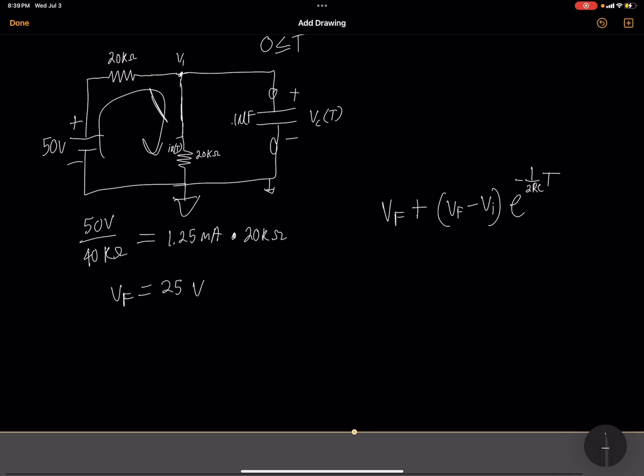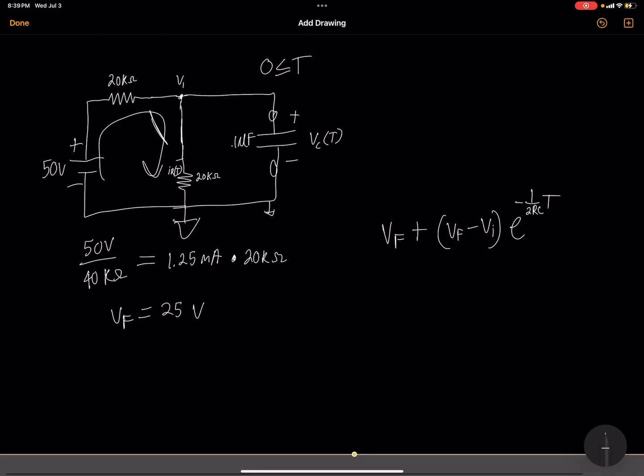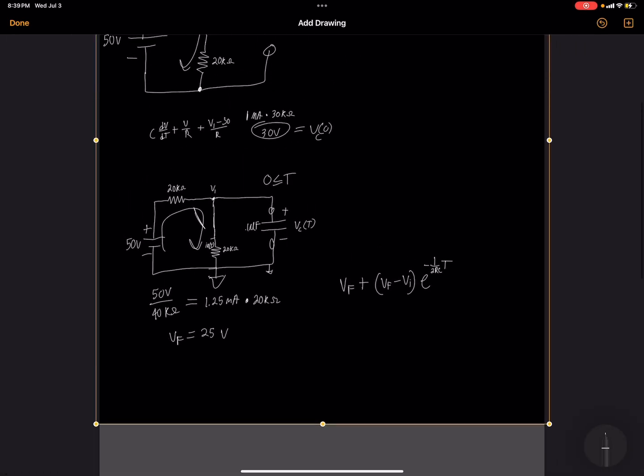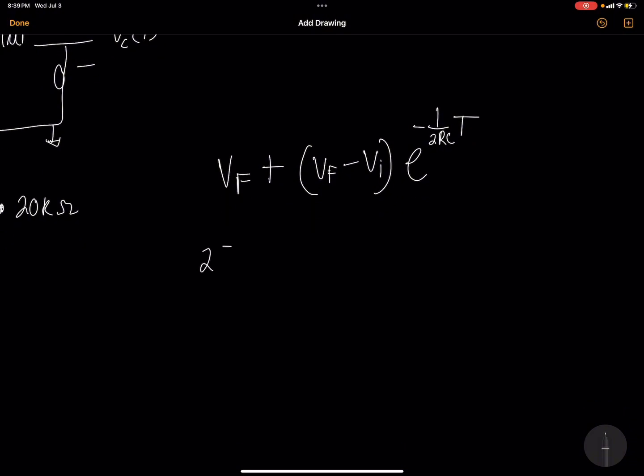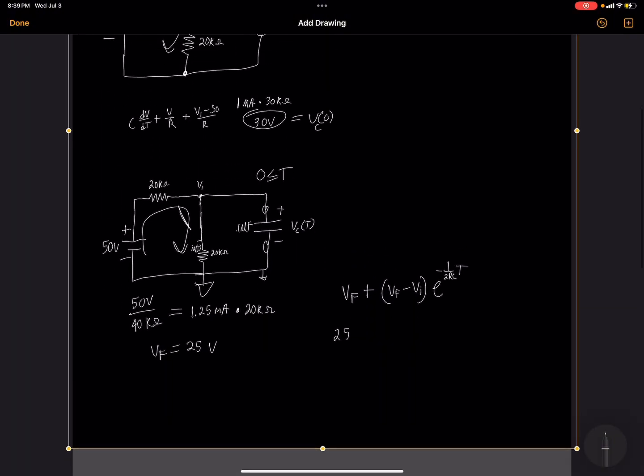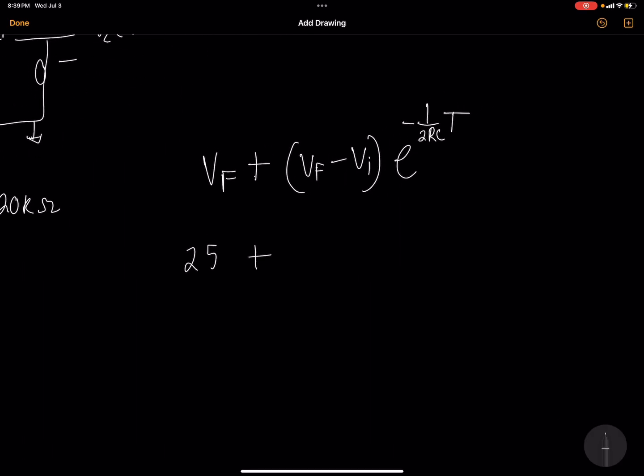Okay, so for our equation, we end with 25, start with 30. So let's see what we got here. We end with 25, right? 25 plus 25 minus V1 is 25 minus 30, which is negative 5. So we get negative 5 e to the negative 1 over 2 RC T. And this is the formula. I can show you how to get the e here in a second.